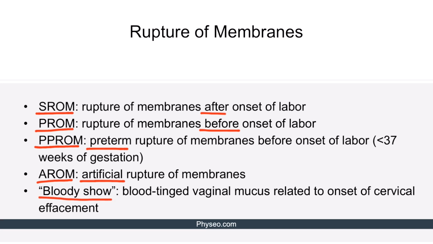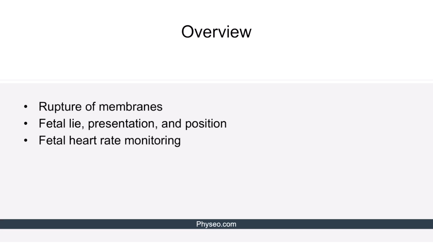Bloody show indicates the blood-tinged vaginal mucus that is related to the onset of cervical effacement. We talk about these conditions in great detail in the lecture called Complications of Labor and Delivery. All right, let's move on to fetal lie, presentation and position.